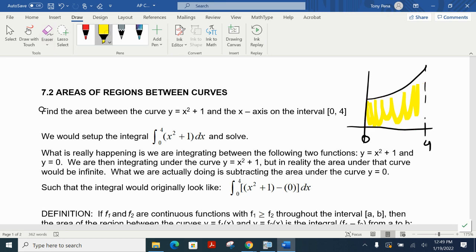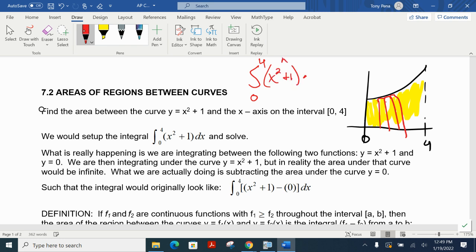And then ultimately, long term, if it's a basic graph like this, we set up an integral saying that we would integrate from 0 to 4. The height of all of the rectangles in here, even though we're smashing an infinite number of them in there, is just that x squared plus 1. That's the height. And then our base is going to be our dx. All right. So every time we've done this, we've really just had one curve.